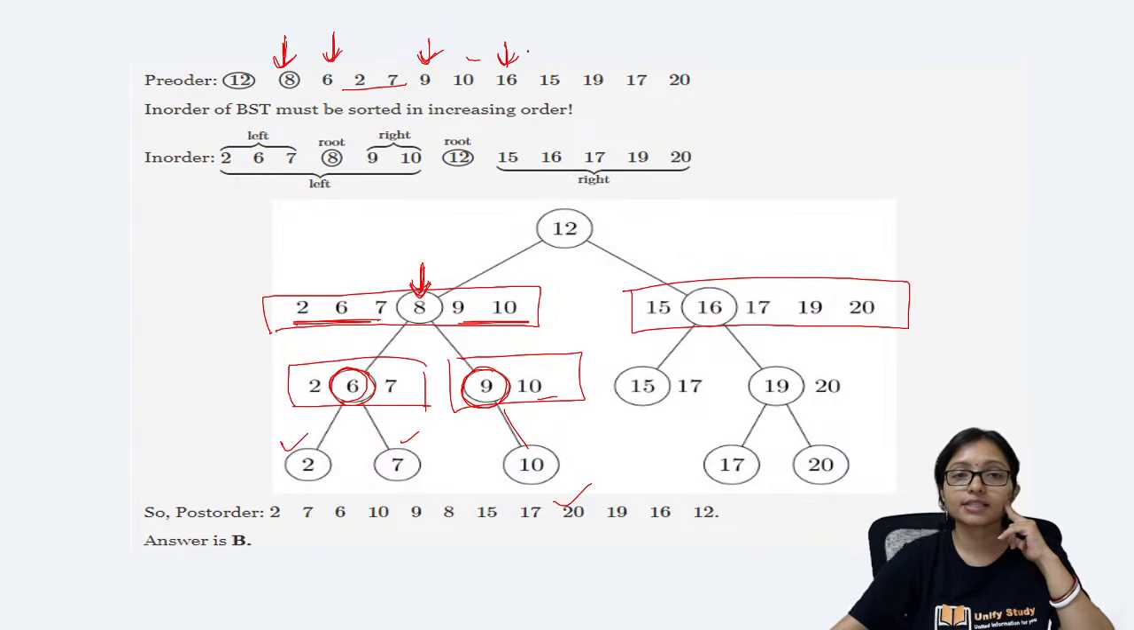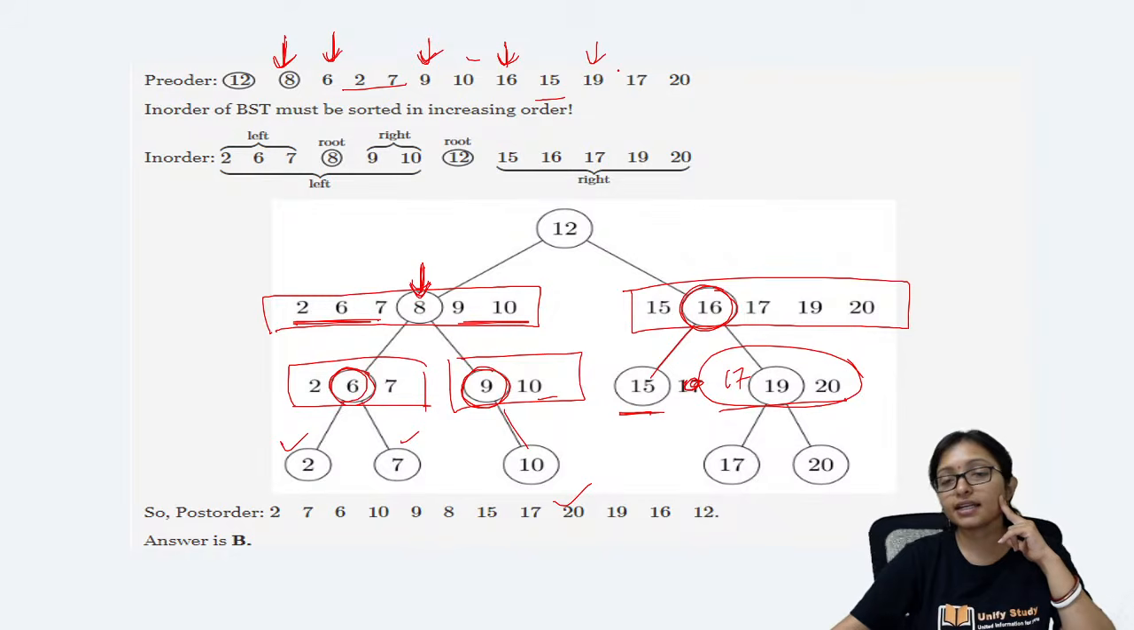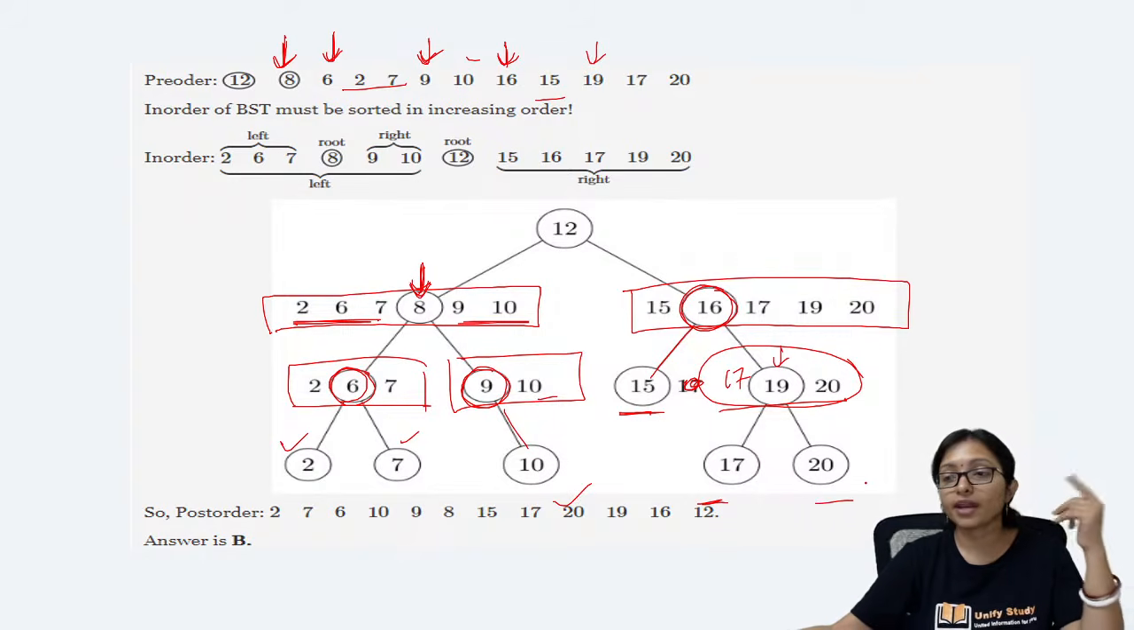Next one is 16. So from here 16 is your root. The less than element is 15, and 17, 19, 20 are here. Now 15 is done. 19 is the root here. 17 will be here, 20 will be here. In this way you can do it and that will be your answer.